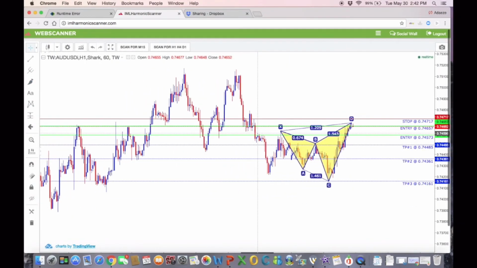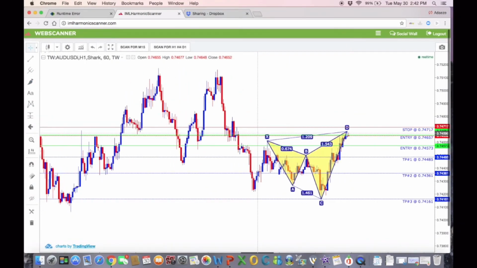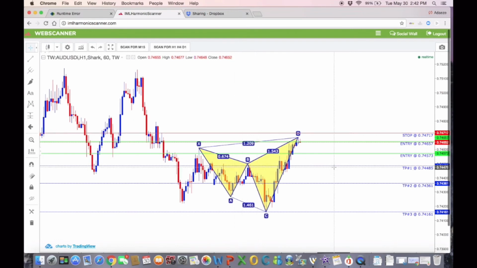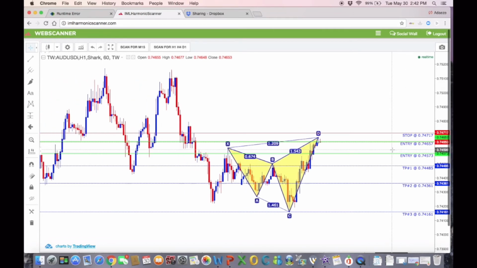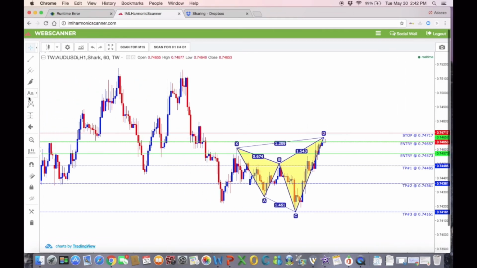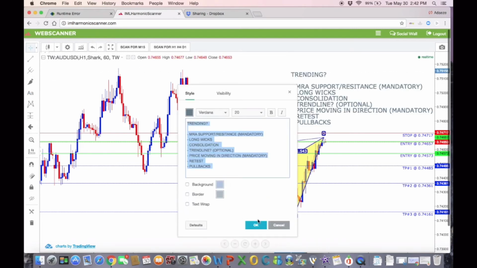Okay, so now we have AUD USD. Here's another example. Remember, just because it says enter here does not mean we want to enter here. Okay? We have to make the market work for our money. So let's go through our little checklist. Let me put my little checklist back up here on the screen.